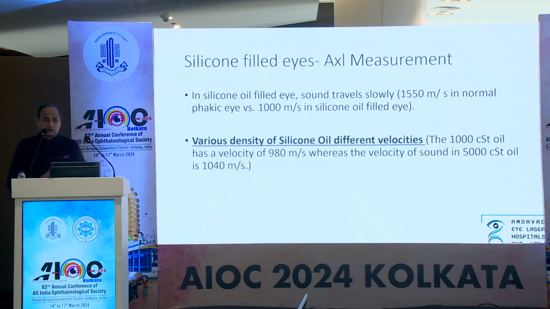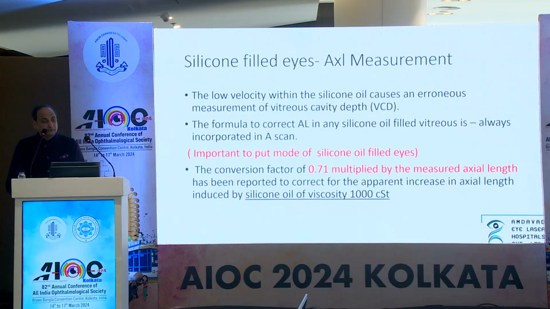In silicone oil filled eyes, the sound travels slowly. 1515 meters per second is for normal phakic eyes versus 1000 for various densities of silicone oil. So this is again another challenge. Your surgeon would have put 1000 CST or 980 or 5000 CST oil, and we do not actually have data of different silicone oil densities giving different axial length measurements. So the low velocity with the silicone oil causes an erroneous measurement of vitreous cavity depth.